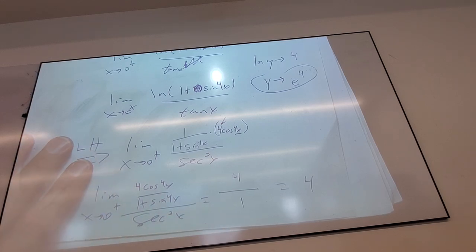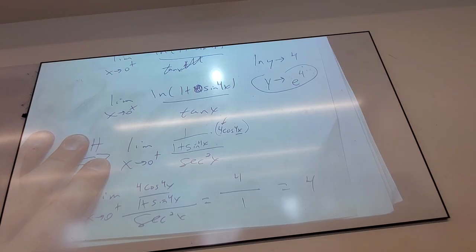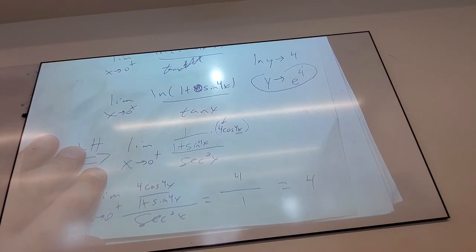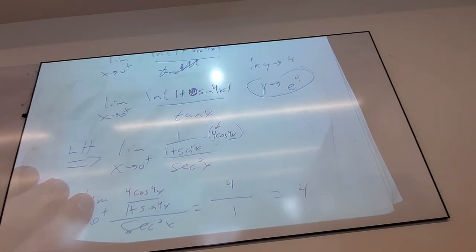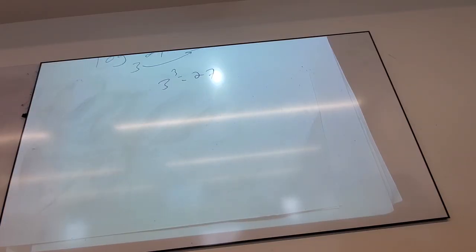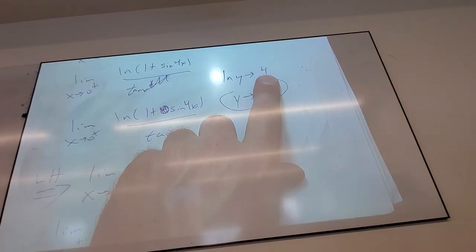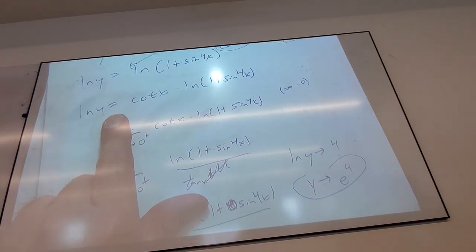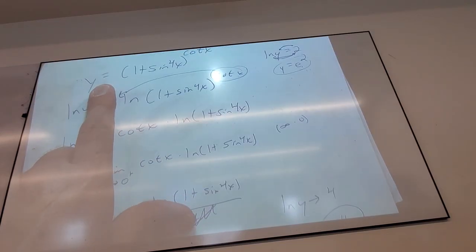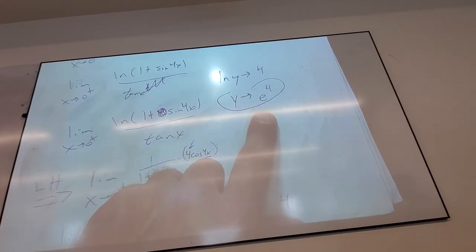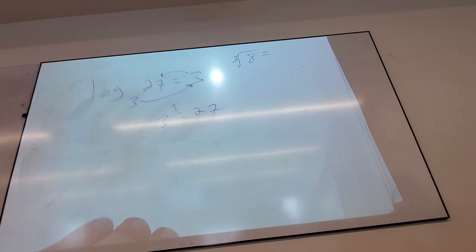I see many people with questions that aren't being vocalized. So is the answer 4, or e to the 4? What goes to 4? Natural log of y goes to 4. The question was, what does y do? Yes. Y goes to e to the 4. Let me make sure I didn't miss anybody. Nope. So here, let me give you a full rundown.